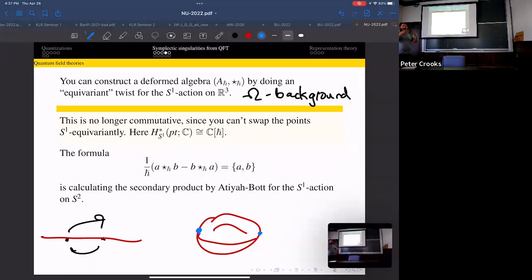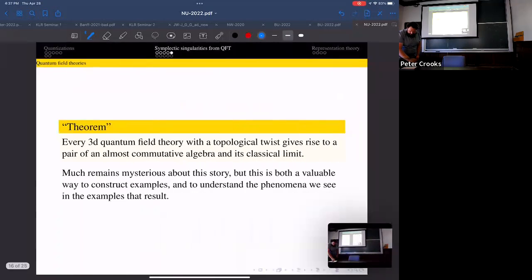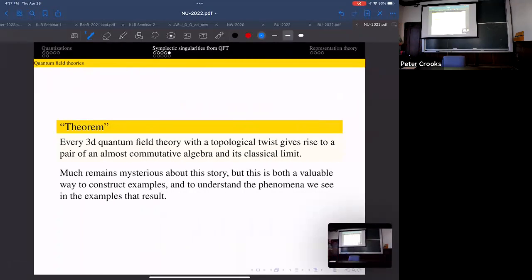So this whole package, the Poisson structure, the quantization, it all naturally comes out of the physics. Again, if you take nothing else away, just remember that. That's the message I have come here to speak. Anytime I have a 3D quantum field theory with a topological twist, I get an almost commutative algebra and its classical limit. There are a lot of mysteries here, but it's a very interesting way to construct examples and to understand what's happening.